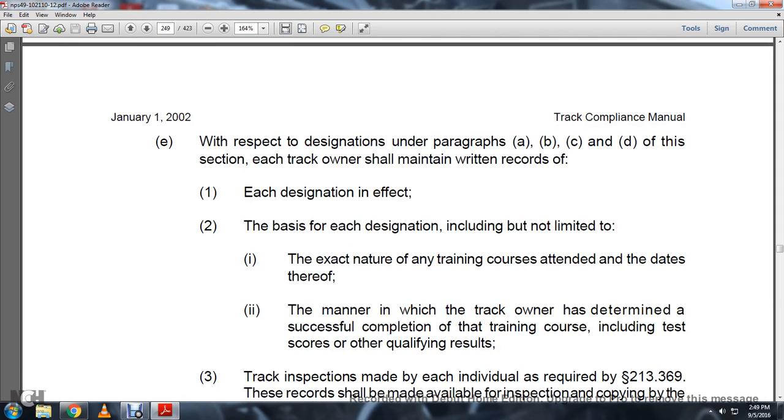With the respective designation under paragraphs A, B, C, and D of this section, each of the track owners shall maintain written records of: 1. Each designation in effect. 2. The basis of each designation, including but not limited to: 1.